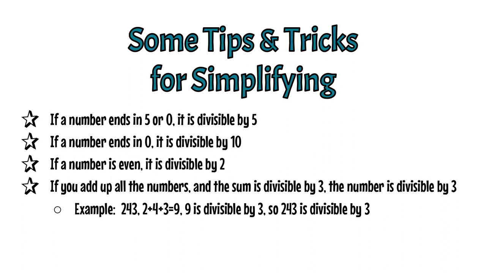Next, I want to just share a few tips and tricks for simplifying. If a number ends in 5 or 0, then you know it's divisible by 5. If a number ends in 0, it's divisible by 10. If a number is even, we know that it's divisible by 2. And if you add up all the digits and the sum is divisible by 3, the number is divisible by 3. What I mean is if we look at this example, 243, if we add 2 plus 4 plus 3, that equals 9. 9 is divisible by 3, which means that 243 is also divisible by 3.